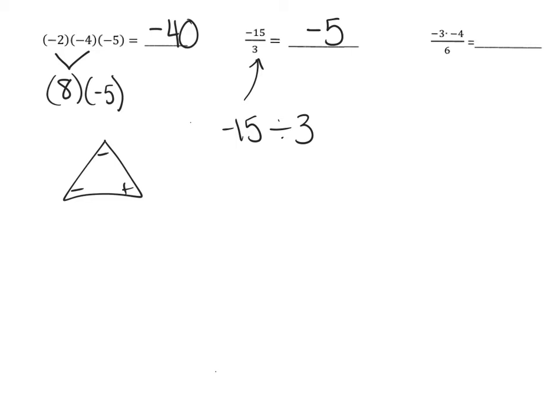Okay, this next one, we have on top, we have negative 3 times a negative 4, which gives me 12, a positive 12 divided by 6, which will end up giving me 2.